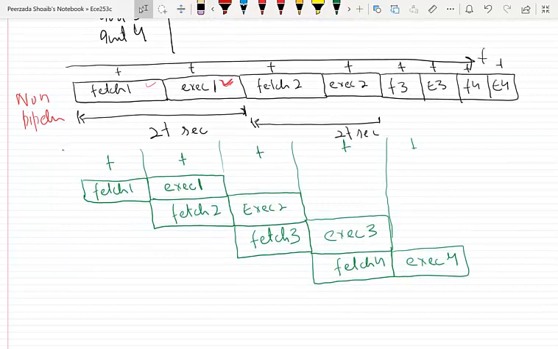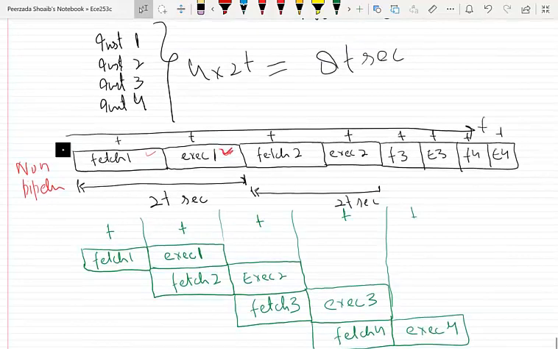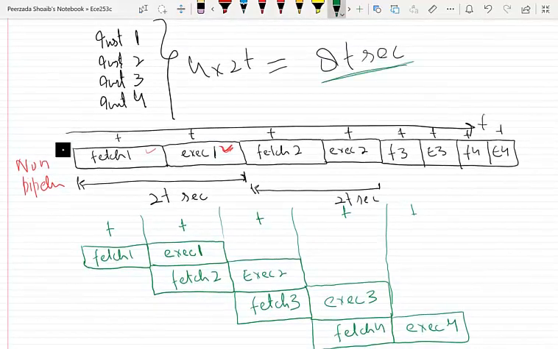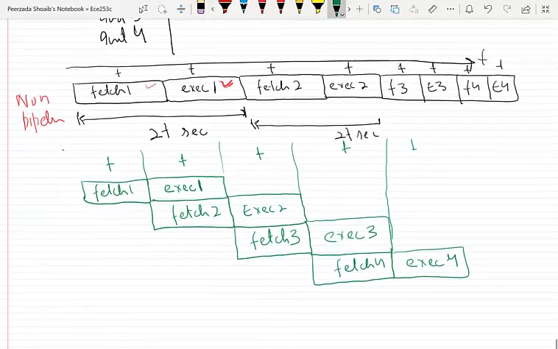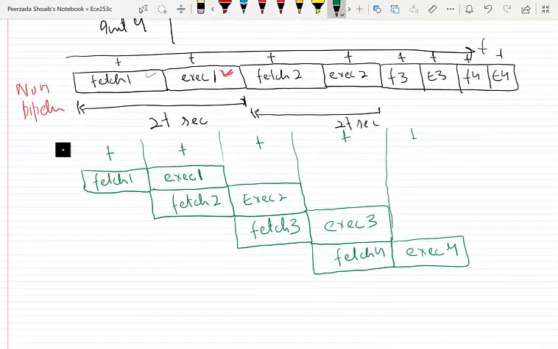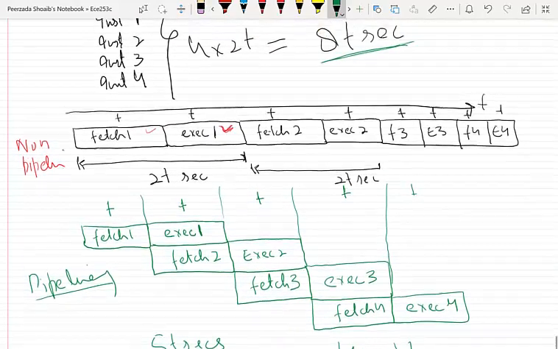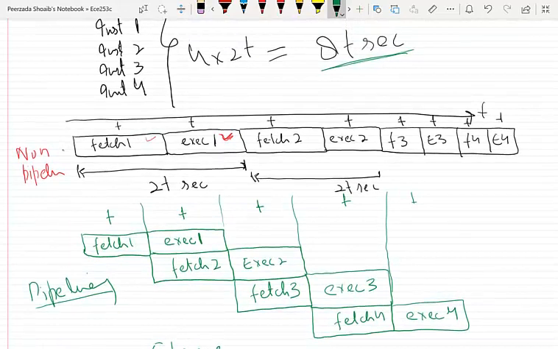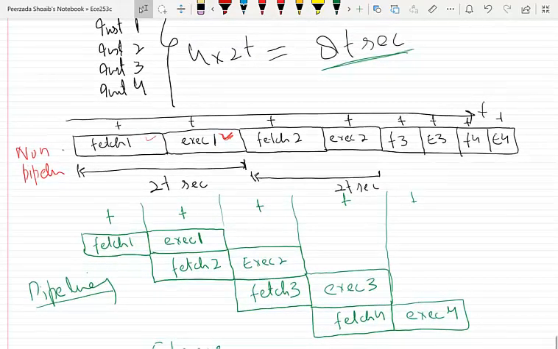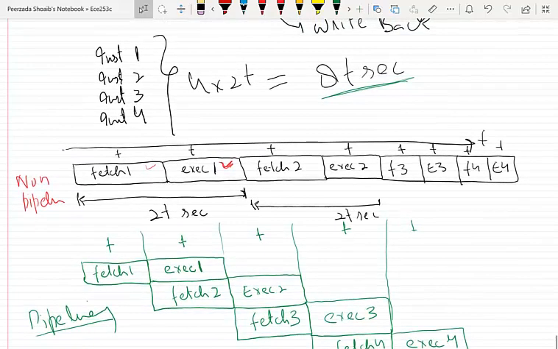So what happened here? Previously, for these 4 instructions, it took the processor 8t seconds to execute, but here in the pipelining system it has only taken 5t seconds. That means for 4 instructions, only 4 plus 1 t seconds. We have saved 3 time units, 3 machine cycles, 3 units of time we have saved.